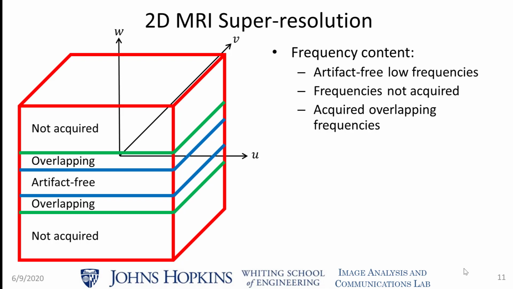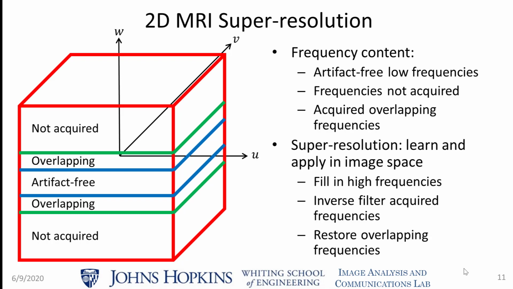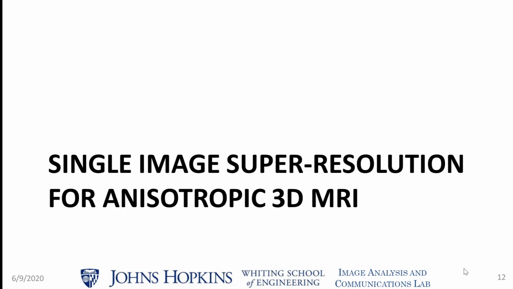So what is super resolution in this case? Well, we have an additional goal. So we have artifact-free low frequencies, and we also have frequencies that were not acquired. But in addition to the 3D case, we now have overlapping frequencies where they're corrupted. So super resolution, again, wants to learn and apply in image space a regression that will fill in the high frequencies and apply the inverse filter as needed in the acquired frequencies, but also restore the corrupted frequencies that are coming from that overlap region.